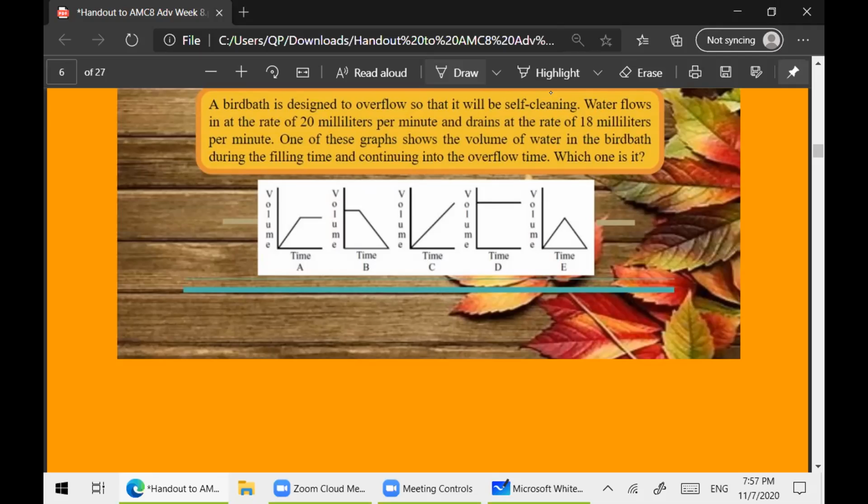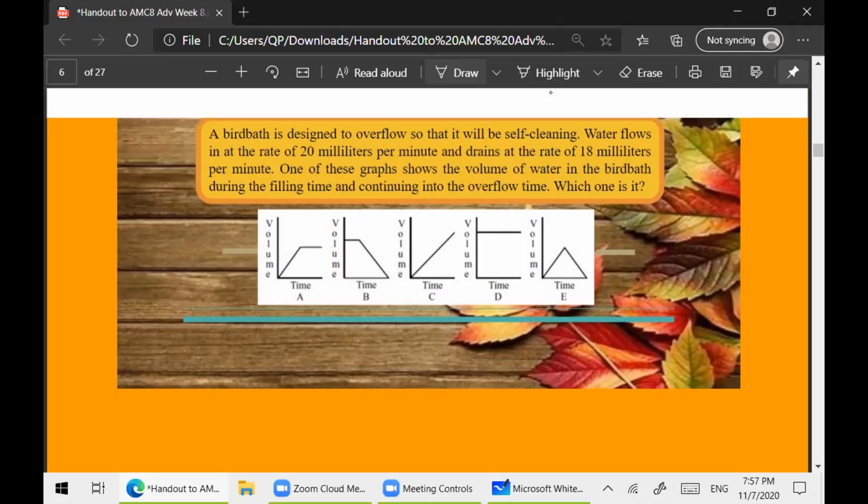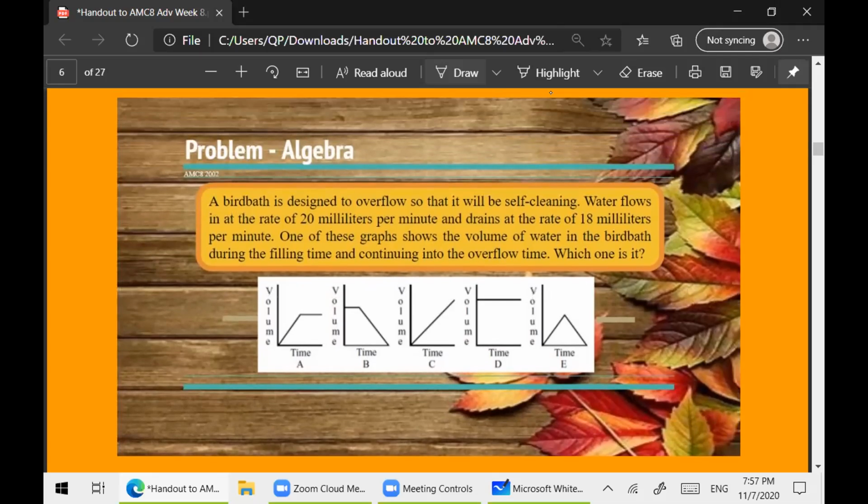Okay, so water flows in at the rate of 20 milliliters per minute and drained at the rate of 18 milliliters per minute, which effectively means that water is basically coming in at 20 minus 18 equals 2 milliliters per minute.